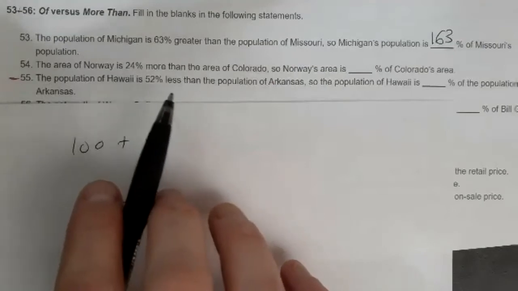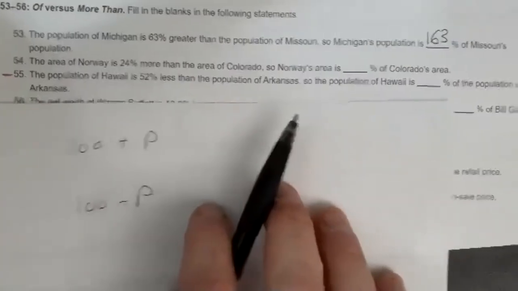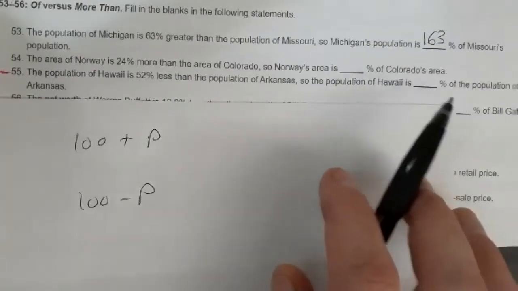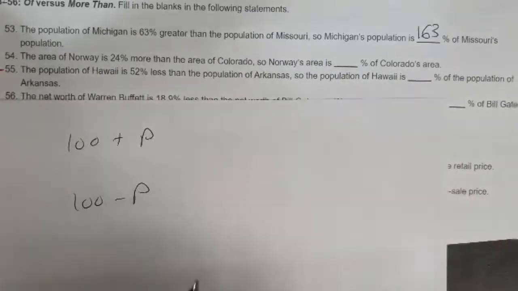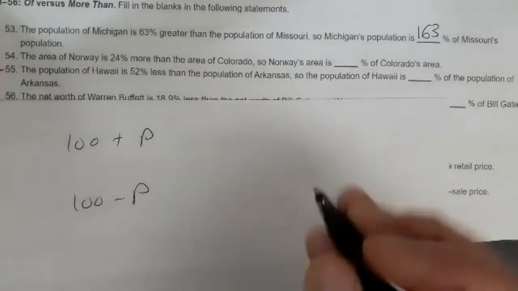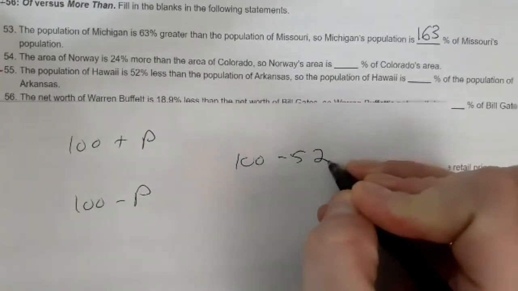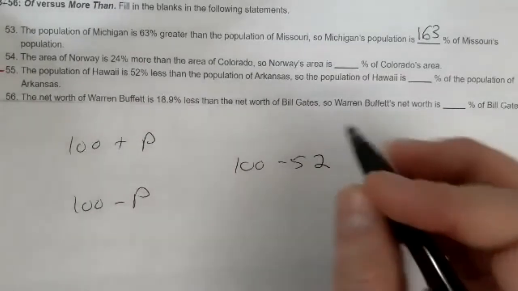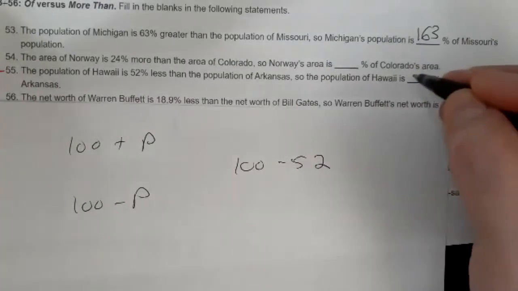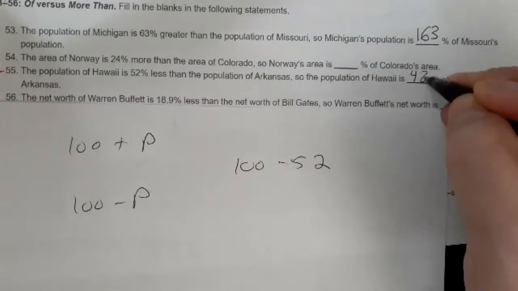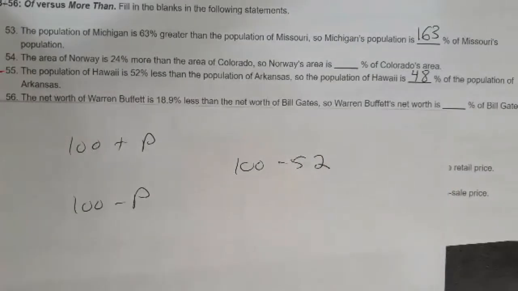Now we're looking at this. If Hawaii is 52% less than Arkansas, then it is blank percent of the population. So you'd subtract it? Subtract what? 100 from 52. Vice versa, yeah, 52 from 100. Which is what, 48? So Hawaii is 48% of the population of Arkansas.